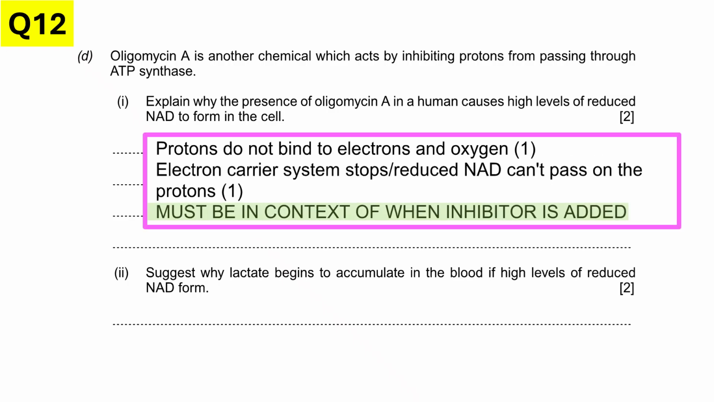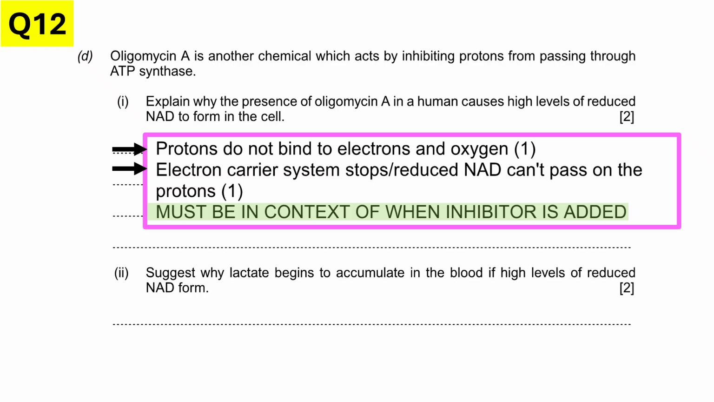So if we have a look at the answers then, number one, the protons do not bind to electrons and oxygen at proton pump 3. Please do remember this helps normally to keep the protons fairly low in concentration in the mitochondrial matrix as they get used up to make the water. The electron carrier system would then stop, which means any new NADH cannot be oxidized at proton pump number 1. So NADH cannot pass its electrons and its protons to the ETC.